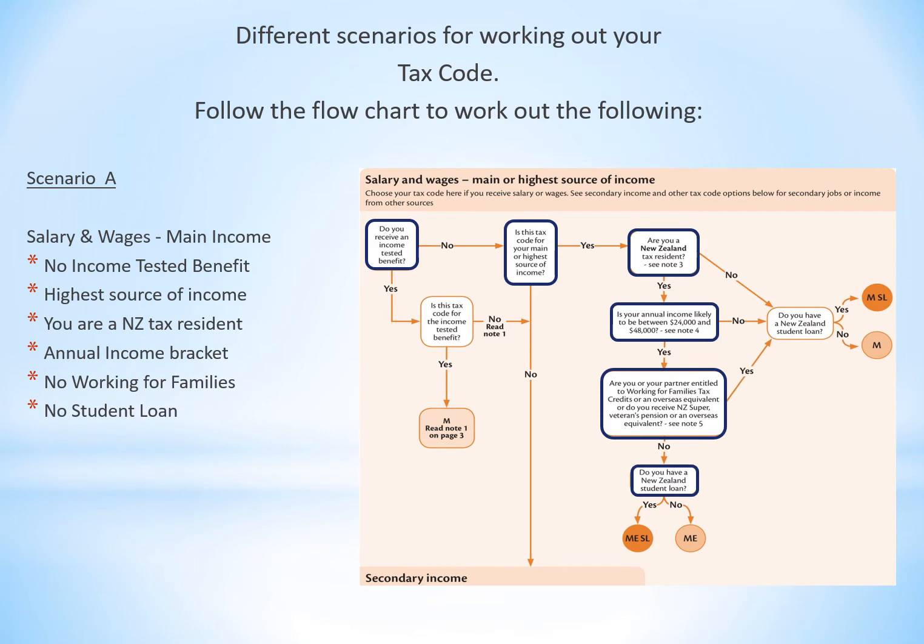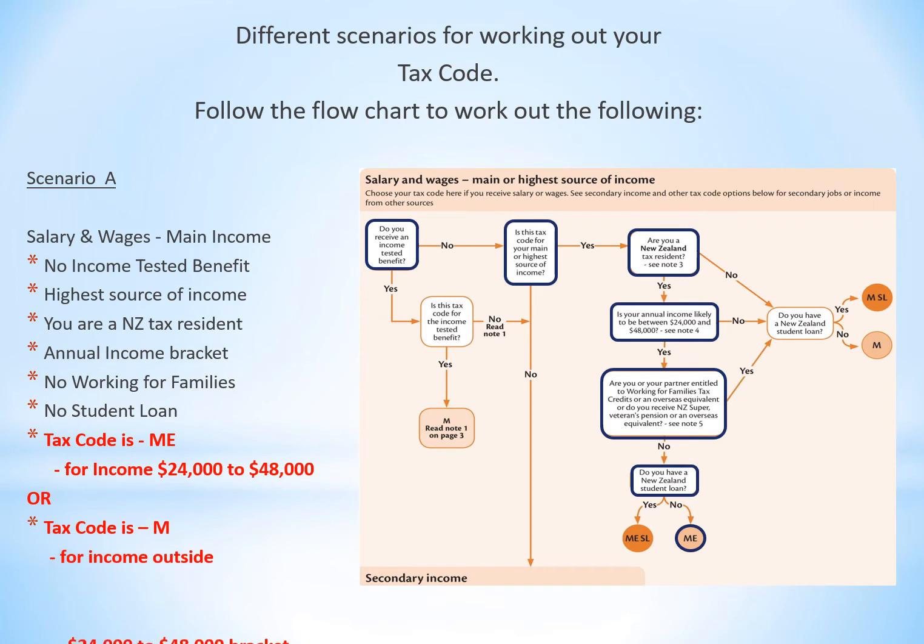What your yearly income is will decide which tax code you need to select. Income from 24 to 48,000, your tax code is ME. If your income is above or below that bracket, your tax code is M.